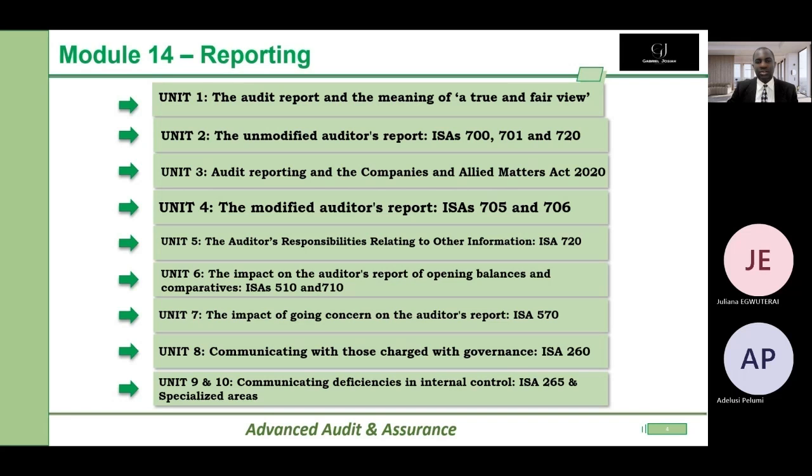Unit 5, we have the auditor's responsibility relating to other information, ISA 720. We also have the impact on the auditor's report of opening balances and comparatives, ISA 510 and 710. We also have the impact of going concern on the auditor's report, ISA 570. And communicating with those charged with governance, ISA 260.